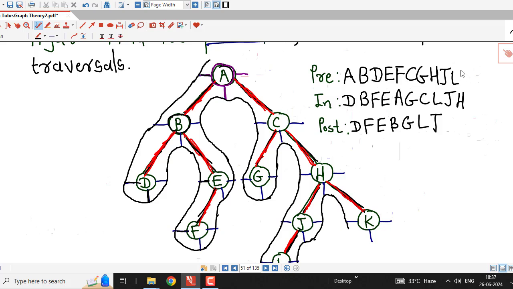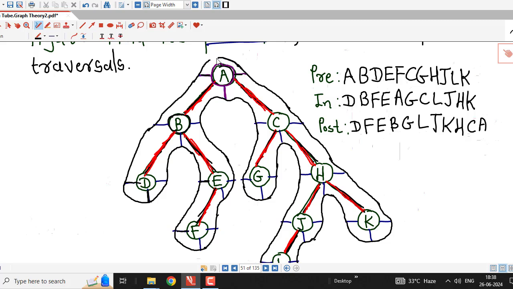For K, it touches the line for pre-order. Then it touches the line for in order for K again. And K is in post order also because this is the line for post order. And for H, this line is for post order. For C also this is for post order. And for A also this is touching the post order line, and we finish this curve.